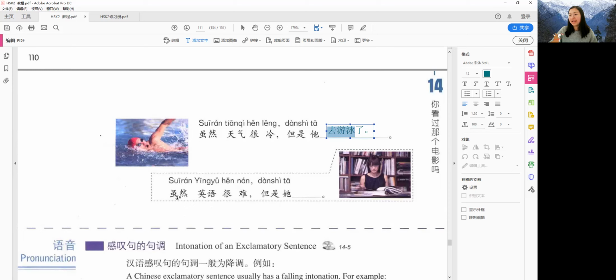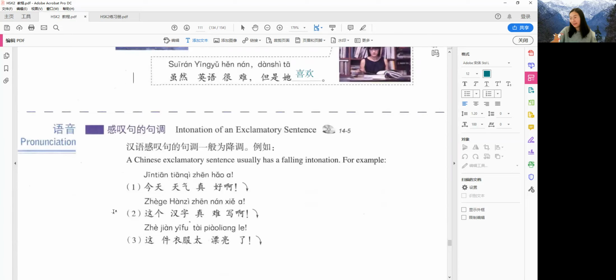Okay, 虽然, although, also 虽然 here. 英语, this is English. 英语很难, we've learned this, 很难 means very difficult, right? 但是她, but she still likes reading English books. We can say that. 但是她喜欢, yeah, but she still likes it. That's also fine.